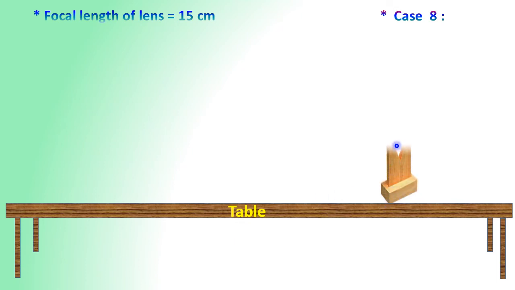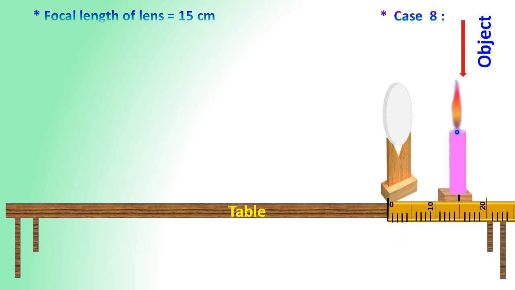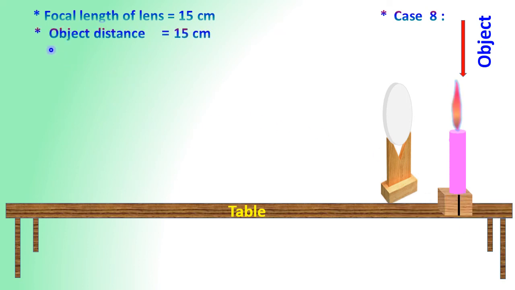This is the table. This is the V stand. The convex lens is placed on the V stand. This is the candle, the object. Now let us measure its distance. The distance of the object is 15 centimeters. So here the object distance equals 15 centimeters.